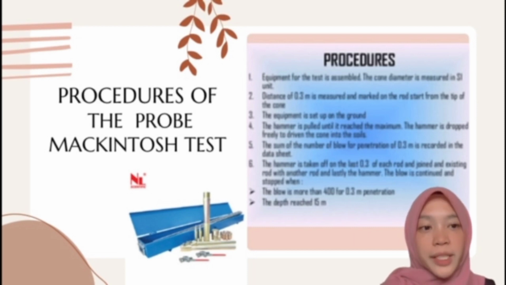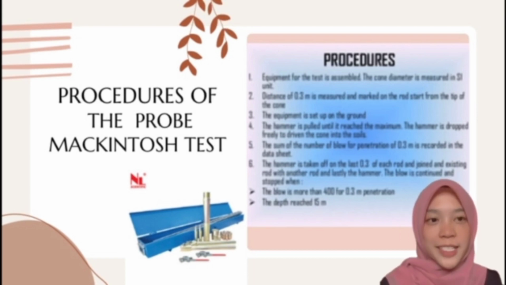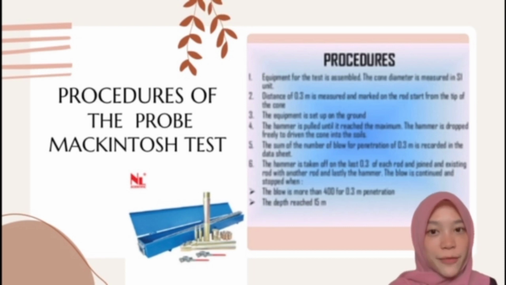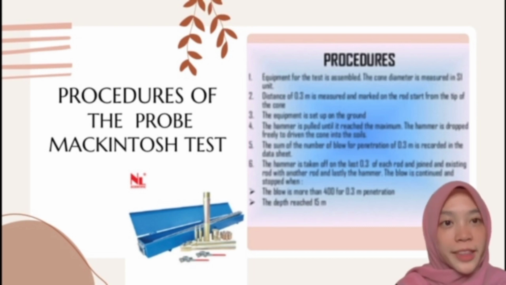Second, the boring rods and hammer are joined using the rod coupling. The brace is swept up for easy assembly later. Then, a distance of 0.3 meter is measured and marked on the rod starting from the tip of the cone. After that, the equipment is set up on the ground.